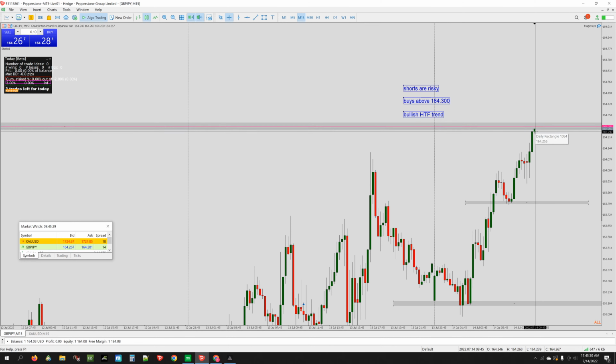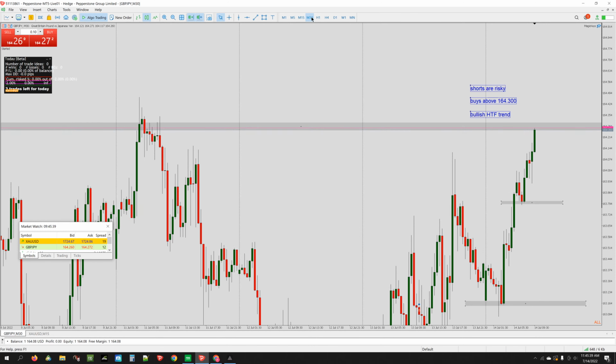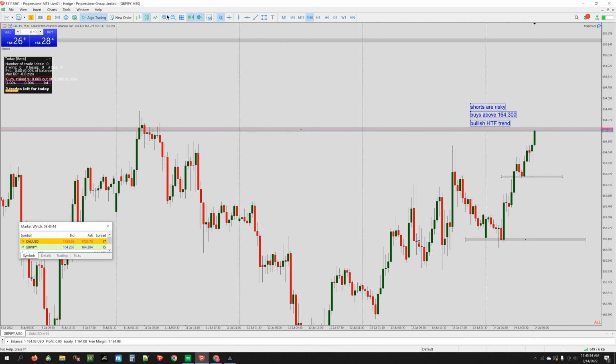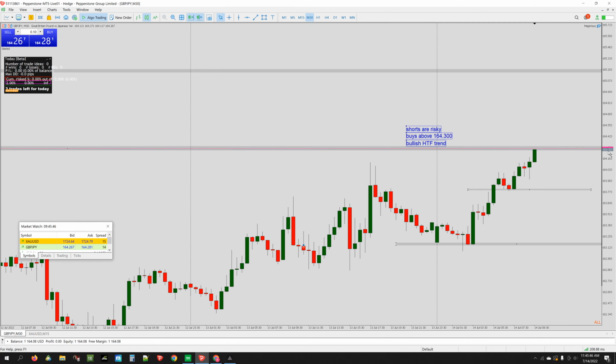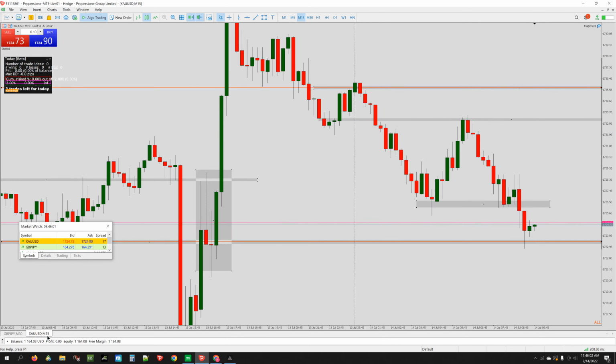M15 candle has closed with no wick at the top, and we are just waiting, and there is a probability we will get retracement, and I am waiting for that retracement. I will execute buys above 164.300 if we get some sort of retracement. London session is opening in 15 minutes, so we are just waiting.